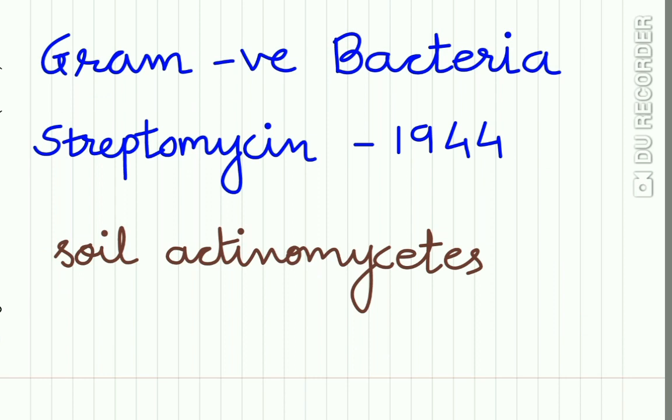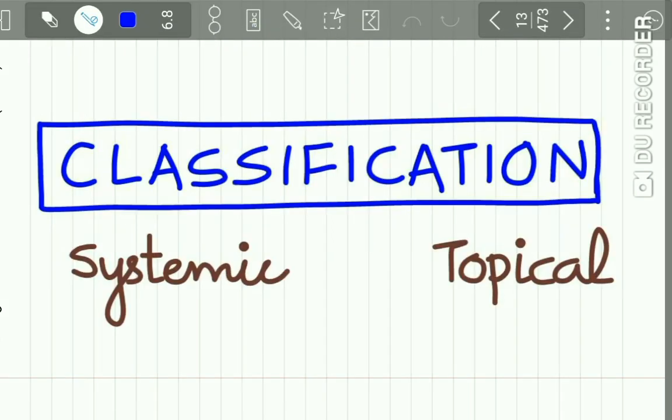These aminoglycosides are the products of deliberate research for drugs effective against the gram-negative bacteria. The first discovered aminoglycoside was streptomycin, which was discovered in 1944 by Waksman and his colleagues. All the aminoglycosides are derived from the actinomycetes, soil actinomycetes. So, as they are derived from a common source, the aminoglycosides share many common properties.